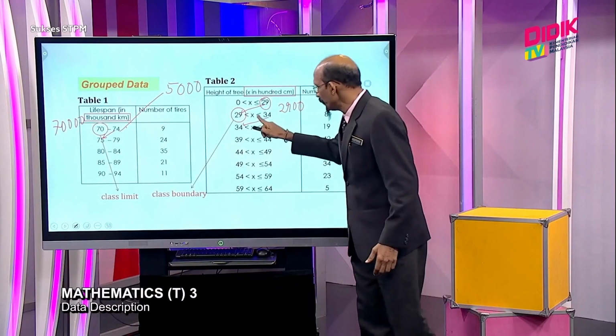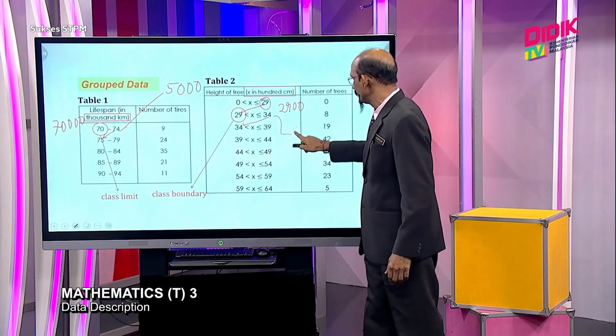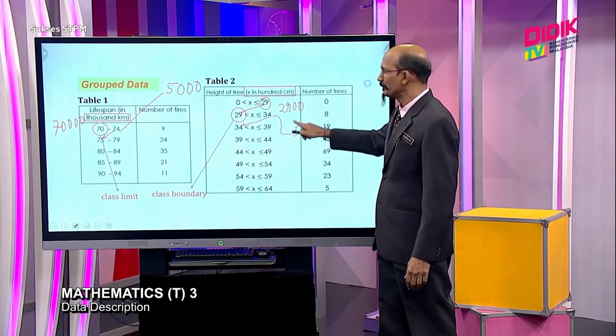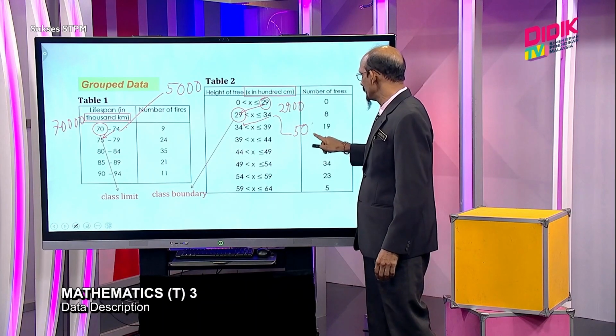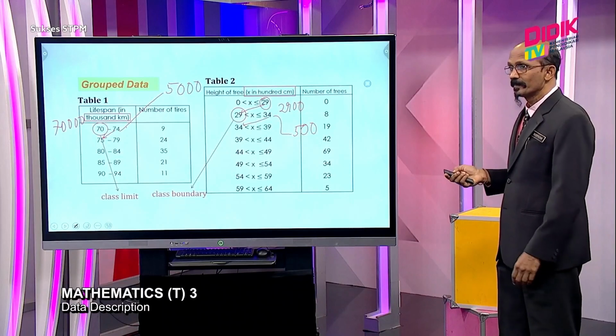Oh, no. Same thing goes here. If you notice, the class interval here is also 5, but students will tend to write 5. You must be careful that this is in 100 cm, so your class interval will be 500. I see. So this is a very common mistake among students.